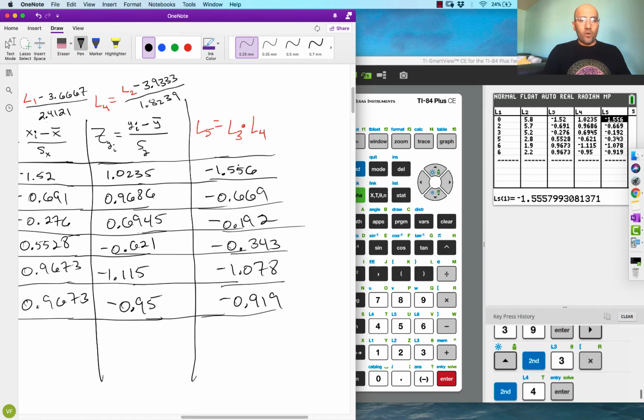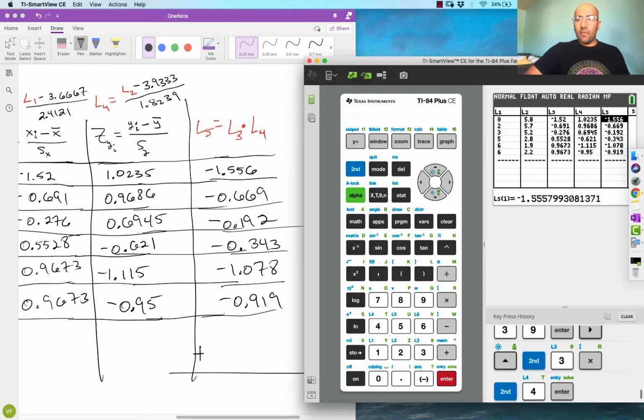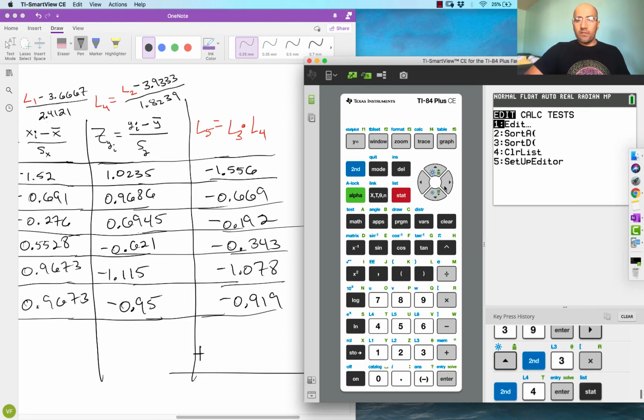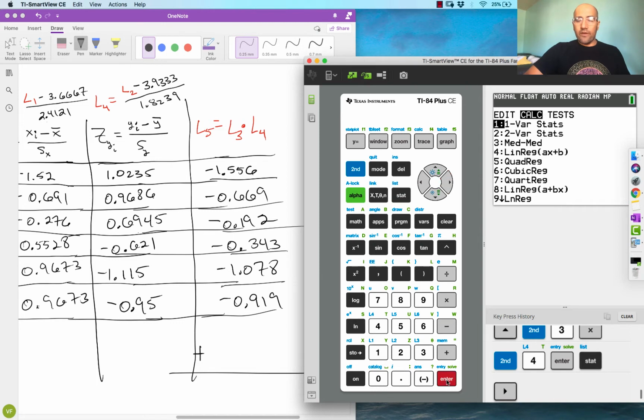Okay, and then the next step in our formula is going to be to sum these up. So we want the summation of all of these. We can get that by doing a one variable stat on list 5. Stat, calculate, one variable statistic, list 5.